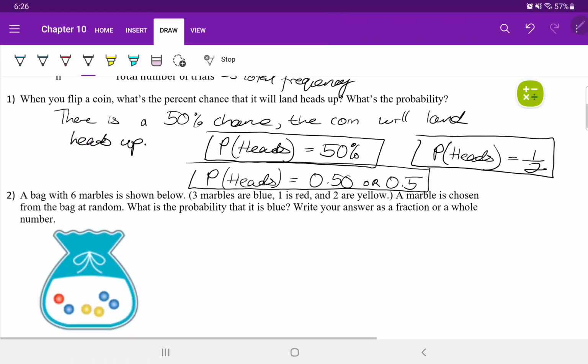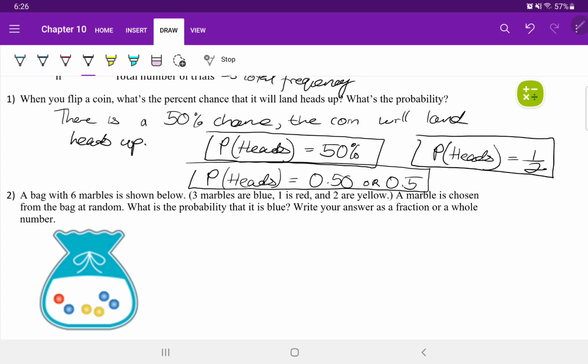We're now going to do another example, and we're going to look at question number 2. It says here, a bag with 6 marbles is shown below. 3 marbles are blue, 1 is red, 2 are yellow. A marble is chosen from the bag at random. What is the probability that it is blue? Write your answer as a fraction or as a whole number.